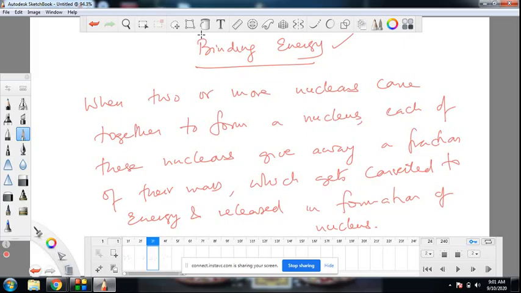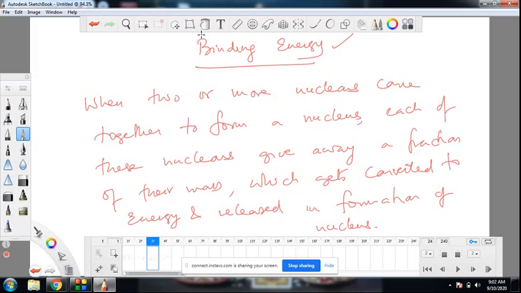Similarly, when these nucleons come closer, if they give too much of their mass, that will be a very stable nucleus. If they give very less mass, and that mass got converted into energy and released, tomorrow it is very easy to break that nucleus. So binding energy is a very important factor. So when nucleons come closer, a fraction of their mass is converted to energy and released. The more this energy released per nucleon, the more the mass decreased per nucleon, the more the stability.